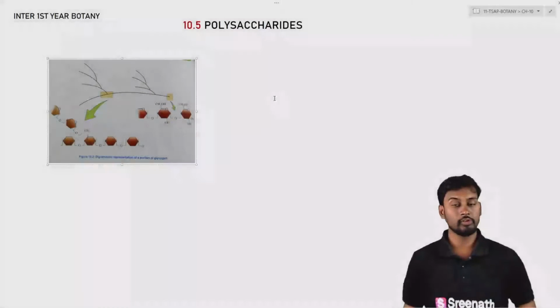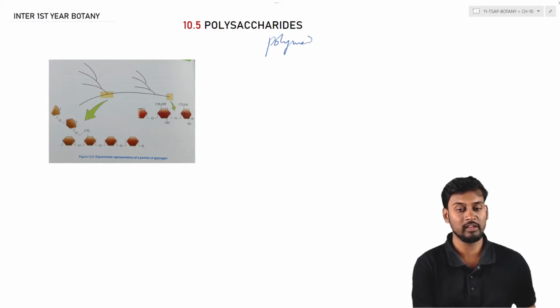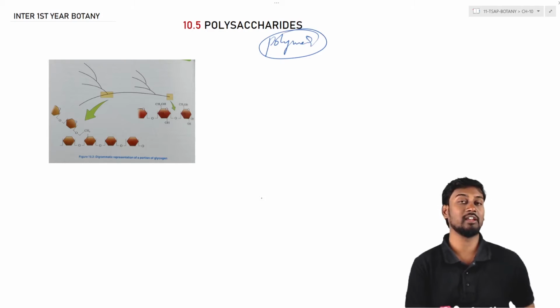So coming to the fifth topic, that is the polysaccharides. The polysaccharides are generally the polymeric form. So what is a polysaccharide actually? This is the polymeric form of sugars.